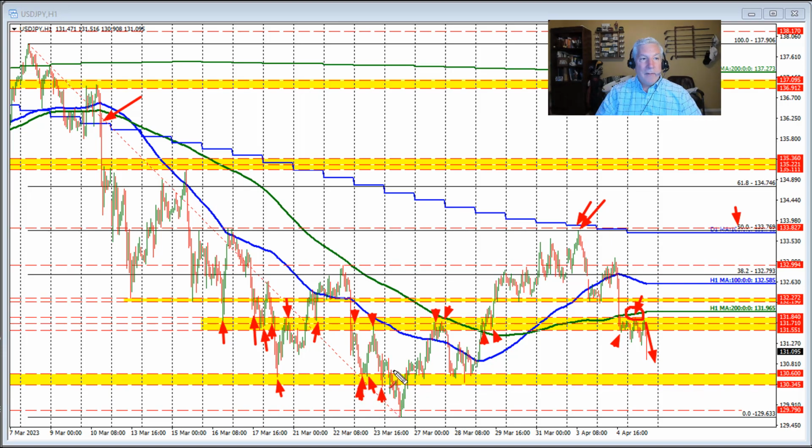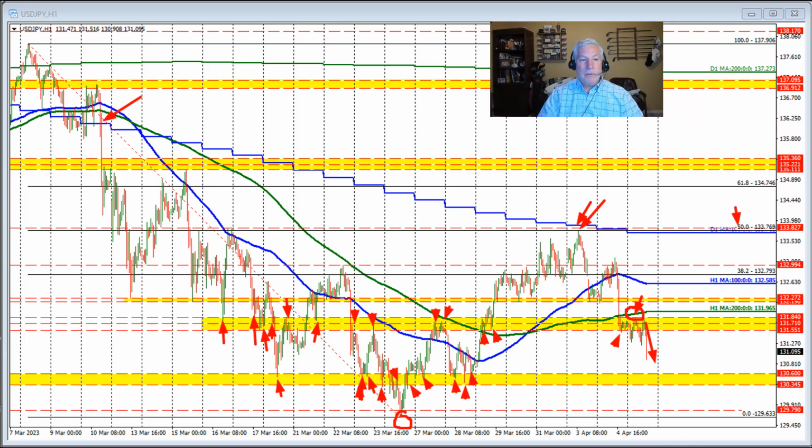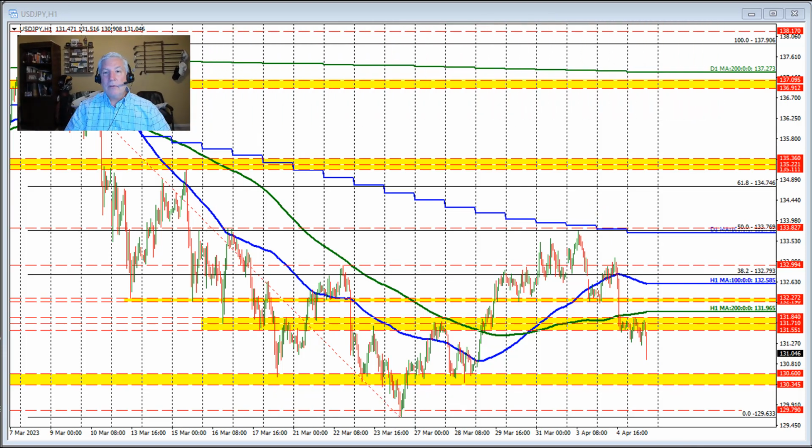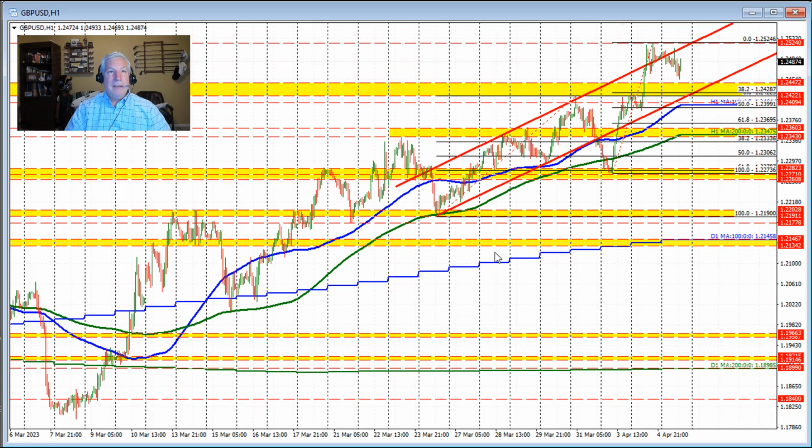Where we again have a number of different swing lows before reaching the extreme that we saw back on March 27th or thereabouts. So 130.34, 130.60 is the next target on the downside after finding resistance against this swing area, moving further in the downward direction. Let's take a look at the sterling versus US dollar next.